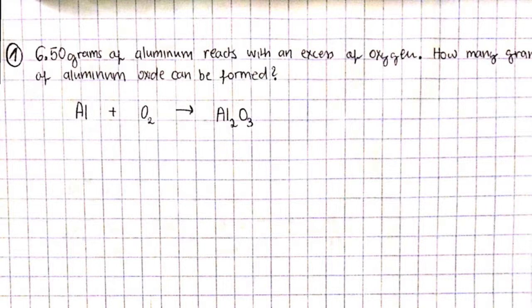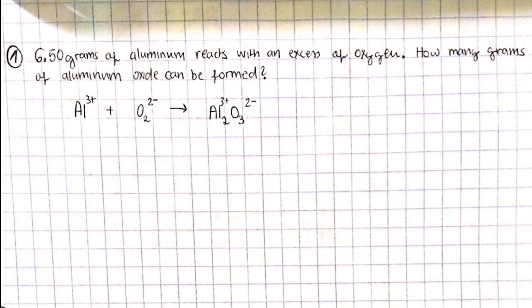You have aluminum by itself plus oxygen gas, which is a diatomic element by itself, reacting together to form aluminum oxide. Now I am just indicating the charges on each element so you can understand why aluminum oxide is Al2O3. As we learned, Al has a charge of positive 3 and oxygen has a charge of negative 2. So to cancel each other out, there needs to be 2 aluminums with a total charge of positive 6 and 3 oxygens with a total charge of negative 6.